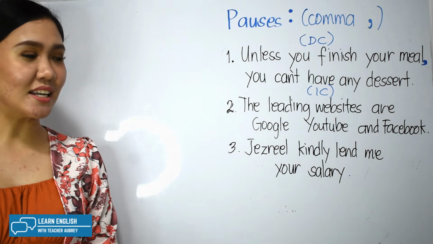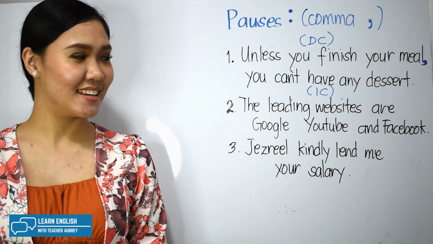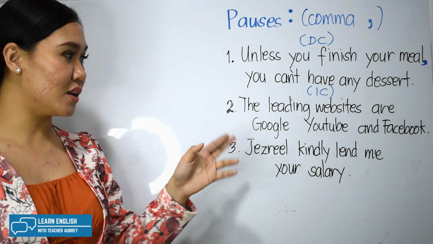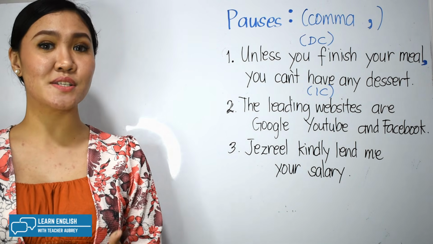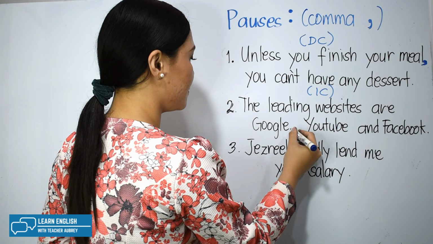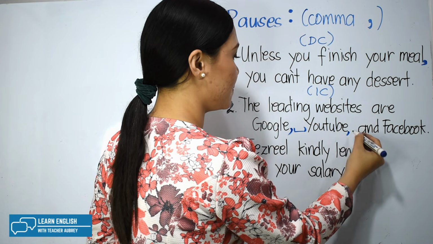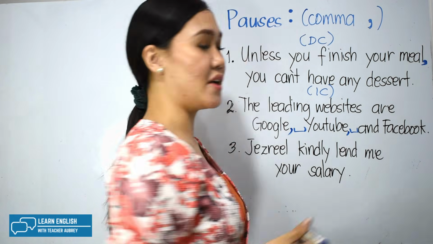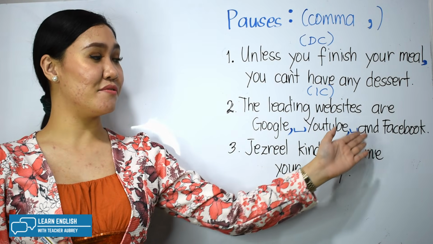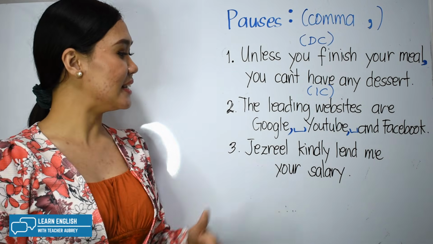Pansinin natin, dito sa second example, ay nagbigay tayo ng list. In which pasok siya sa category ng different websites. We have the Google, YouTube, and Facebook. So, we have to separate them using comma. The leading websites are Google, comma, there should be a space, YouTube, comma, there should be a space, and Facebook. Period.